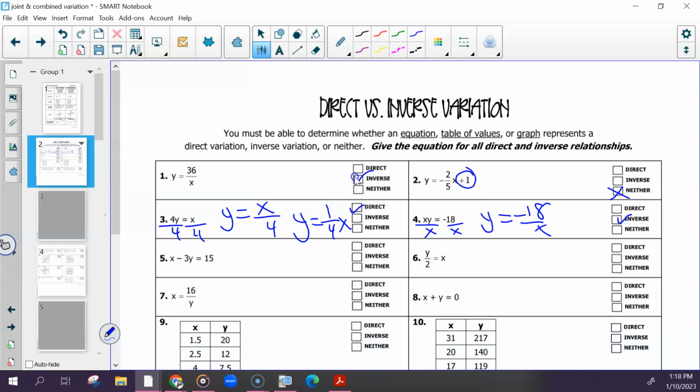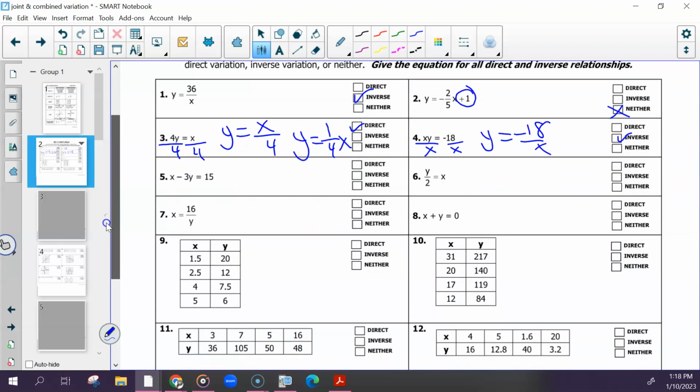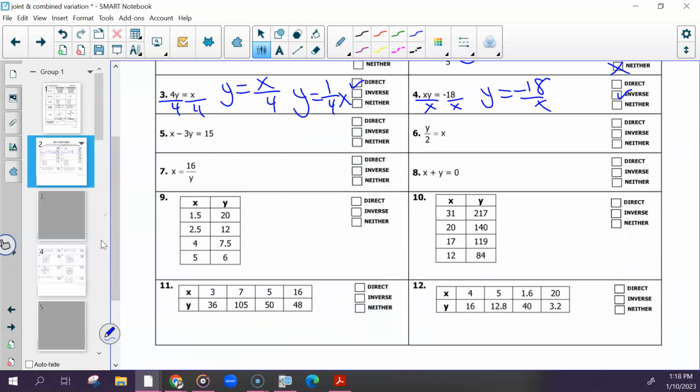Right, we're going to skip a few. Go down to 9. This is very similar to the problem you had in your quick check. Sometimes you won't know if it's direct or inverse, so you either have to multiply them or divide them and see if you get the same numbers. So let's say we multiply, just because. Multiply 20 and 1.5, tell me what you get.